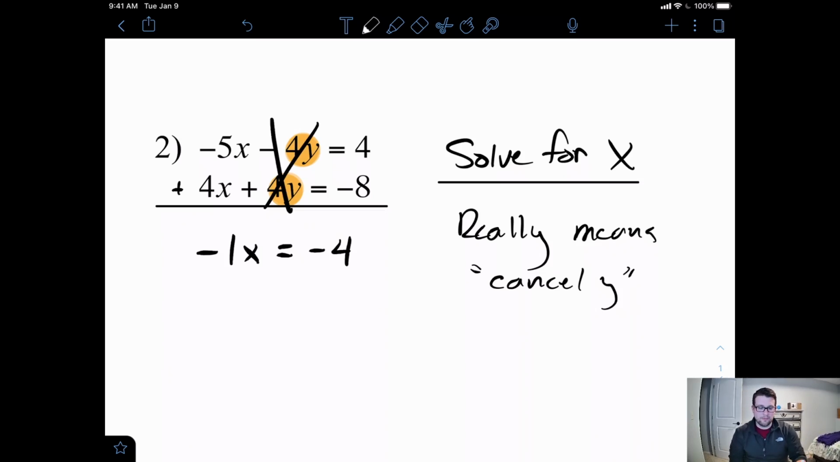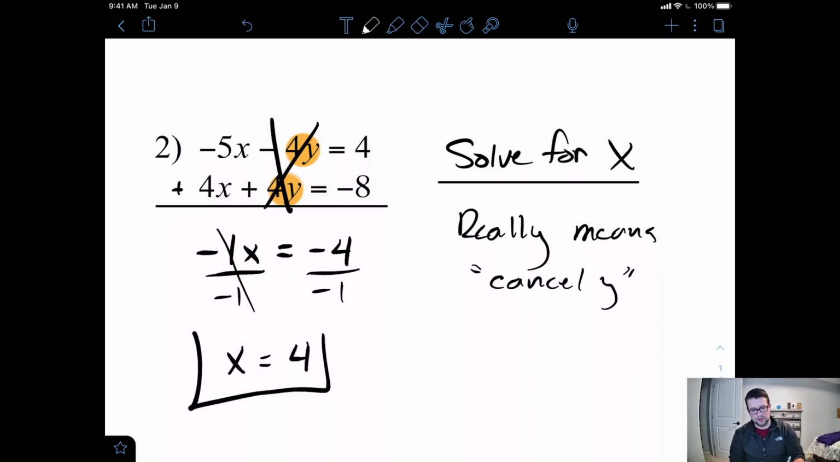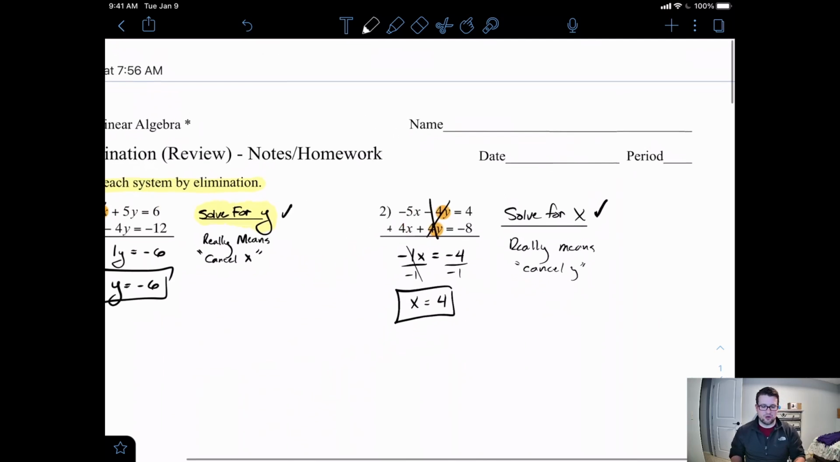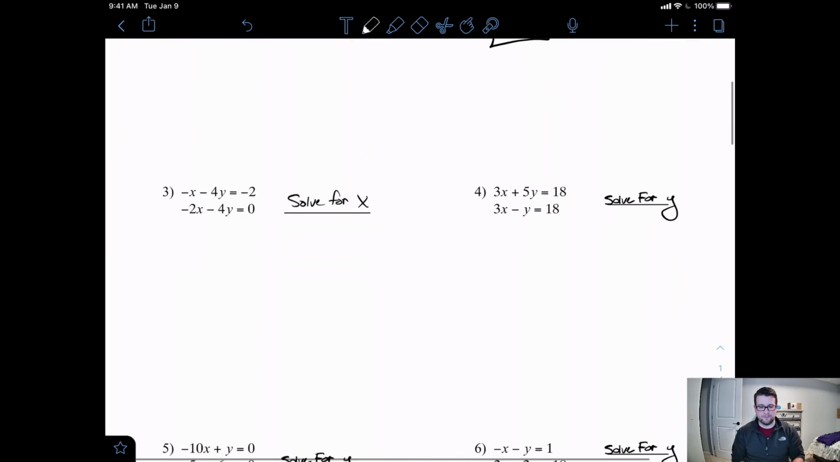Now, I do still need to get x alone, so I'm going to divide by negative 1 and divide by negative 1. And I'm going to find out x equals a positive 4. And just like we wanted, we have now solved for x. So we're not going to worry about going back and plugging in on the test. Tomorrow, you're going to solve for the variable that I asked you to.